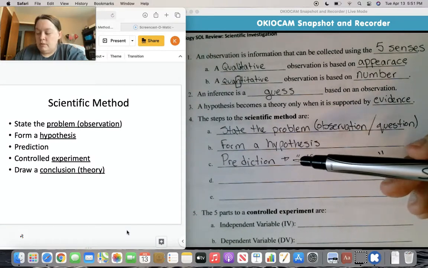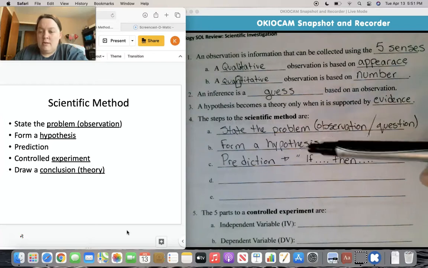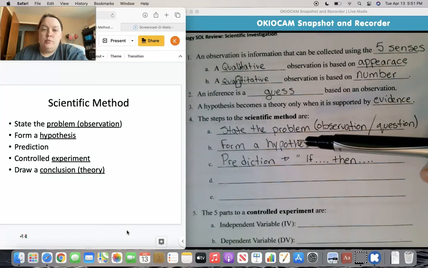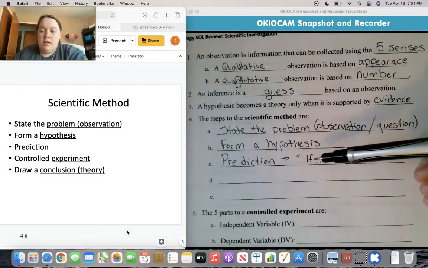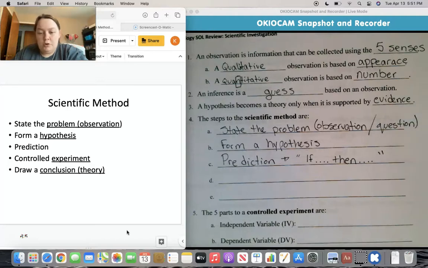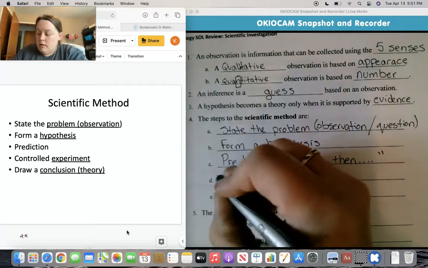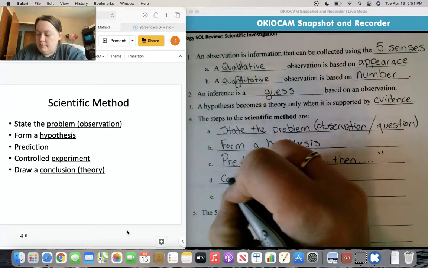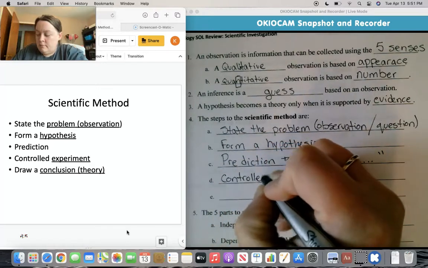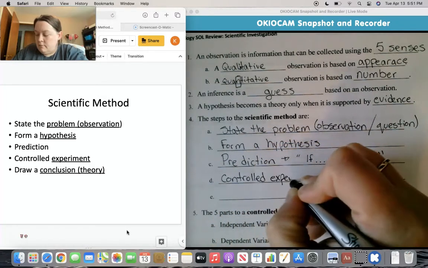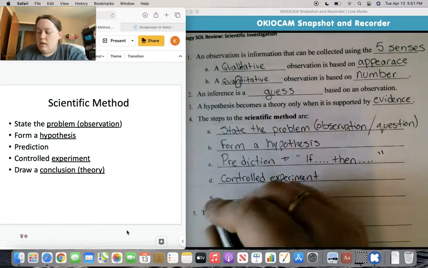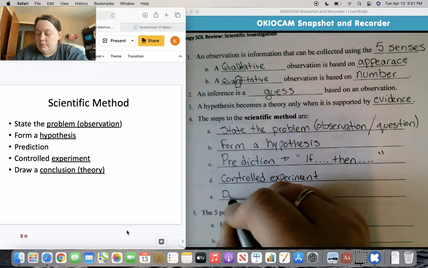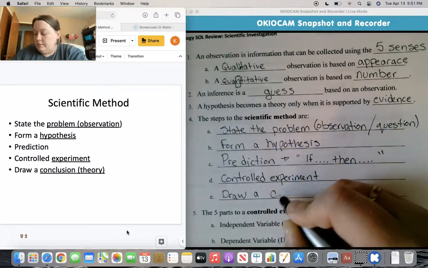So my prediction for my problem, let's say my hypothesis is, I think my plants will grow best under blue light. Then my prediction would be, if plants grow best under blue light, then the plants under blue light will be taller. Next, you perform your experiment. We'll get into all the different steps that go into that here in a second. And then after your experiment, you have your data. You draw a conclusion.